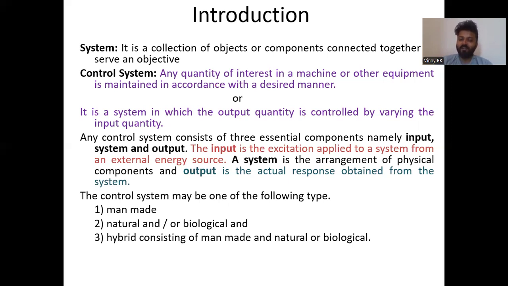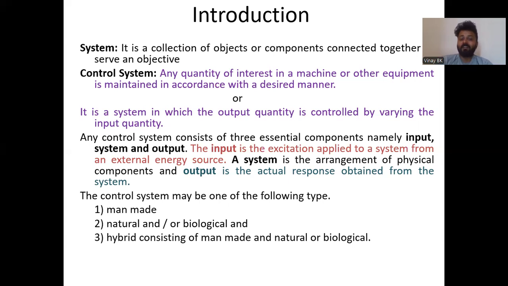For example, a teacher is controlling a classroom of students. The community of students is nothing but a system. We, the teachers, are controlling the system in the classroom. That system we can call a control system. We are controlling the class.